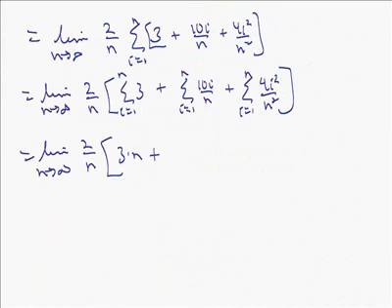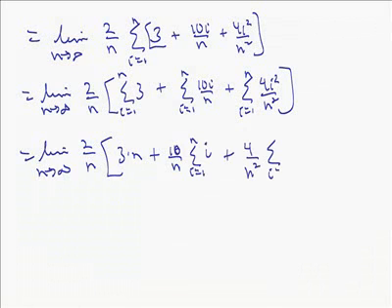Plus, here what I'm going to do is take a 10 over n out times the sum i goes from 1 to n of i, plus here I'm going to take a 4 over n squared out times the sum i goes from 1 to n of i squared. Again, since there's no i in those terms, we can factor that out. The only thing that's changing is i.